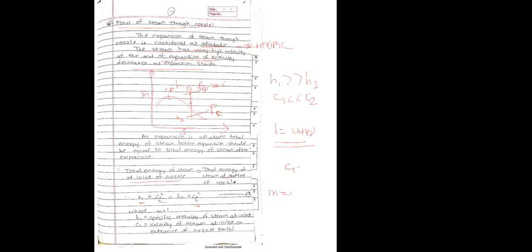Remember that C1 and C2 should be in meter per second and H1 and H2 should be in kilojoule per kg. And therefore, C2 square minus C1 square divided by 2 is equal to H1 minus H2. But this is in kilojoule per kg and this is in meter per second, so to bring them into the same unit, as per dimensional analysis, we have to make H1 minus H2 in joule per kg, and for that it should be multiplied by 1000. So C2 square minus C1 square divided by 2 is equal to 1000 into H1 minus H2.